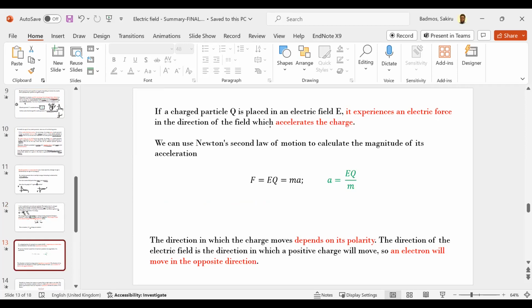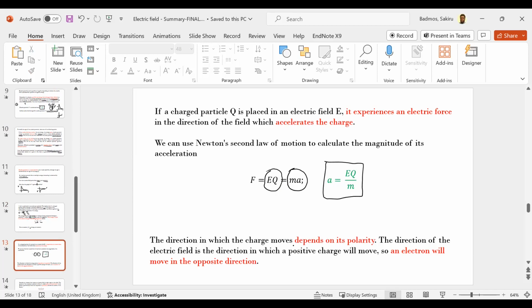Now, if a charged particle Q is placed in an electric field, it experiences an electric force in the direction of the field, and that force will cause it to accelerate. The magnitude of the force experienced by that charge is equal to ma, according to Newton's second law. If I make a the subject, I can calculate the acceleration. The acceleration of that particle is basically EQ over m. EQ is the electric force experienced by the charge, and that's equal to ma, and that's how we got that.